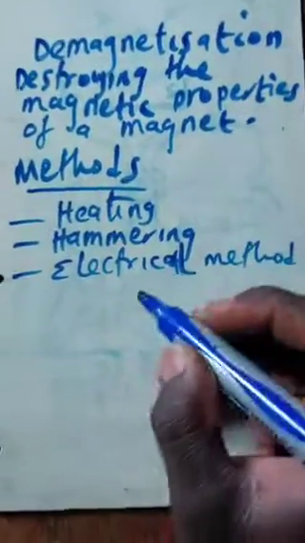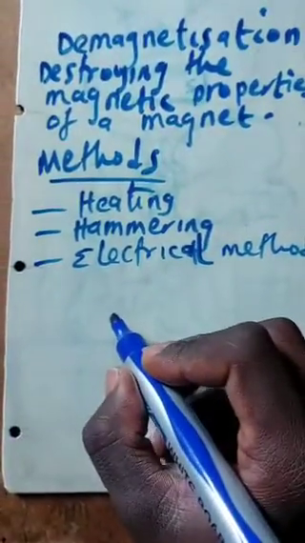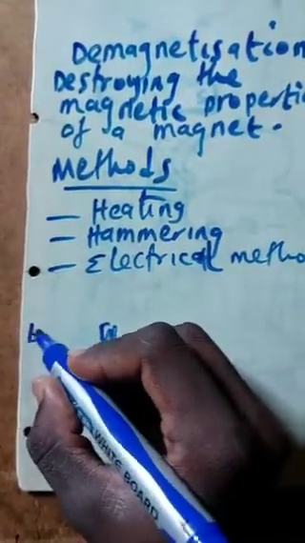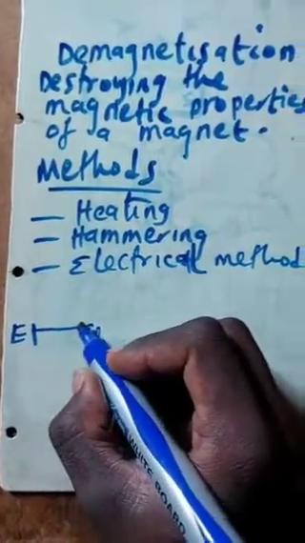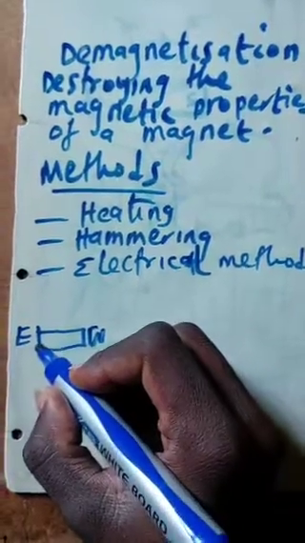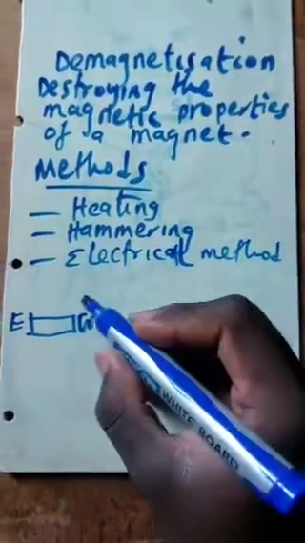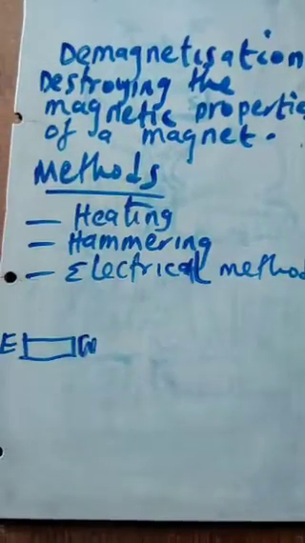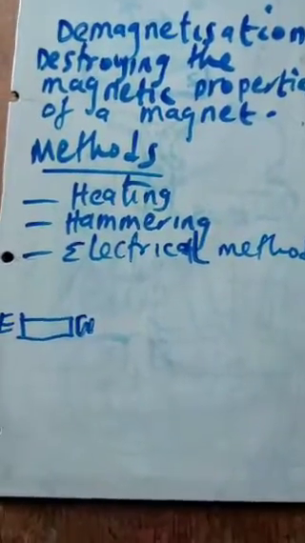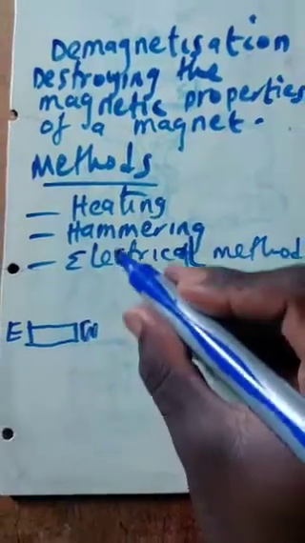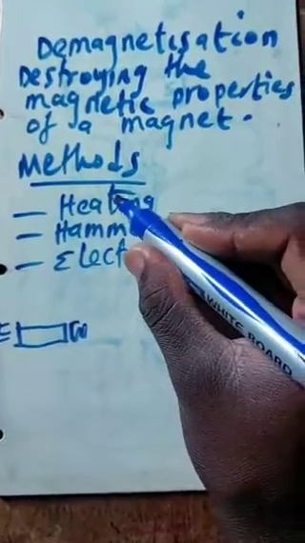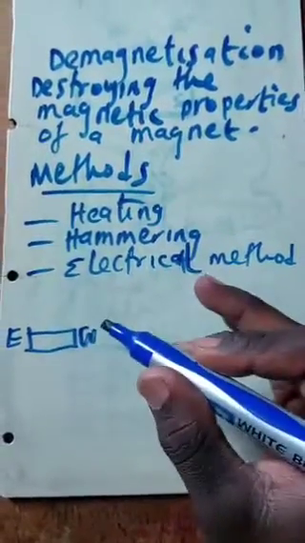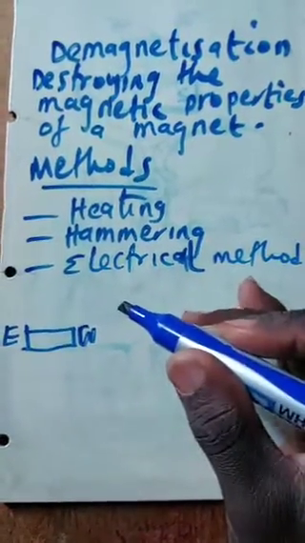The heating method is where you heat a magnet until it is red hot and then place it in the east-west direction, like point it from where the sun rises to where it sets, and then you put it somewhere and it starts to cool. When it cools down, it will no longer be a magnet. It has become demagnetized. That is the heating method. You heat it until it is red hot, place it in the east-west direction, and leave it to cool. When it cools down, it will no longer be a magnet.